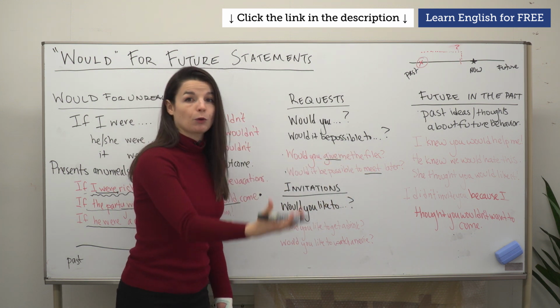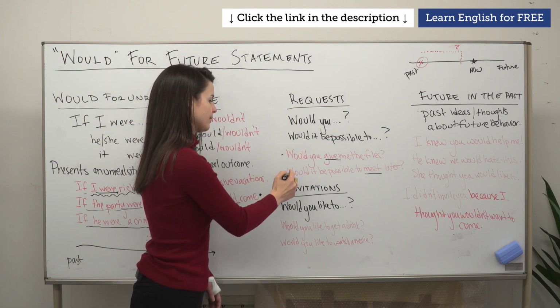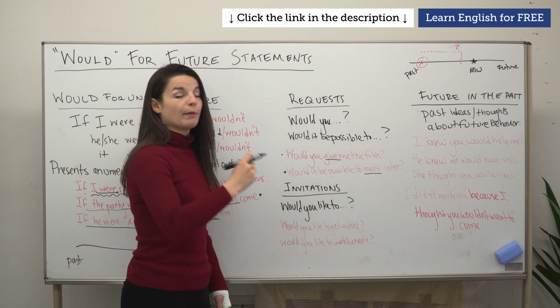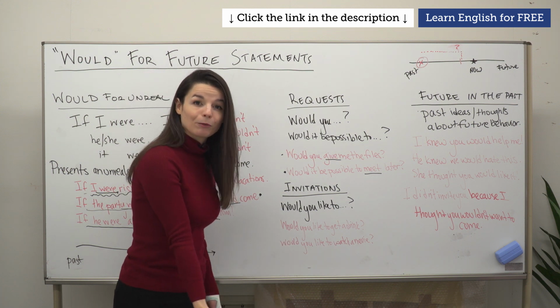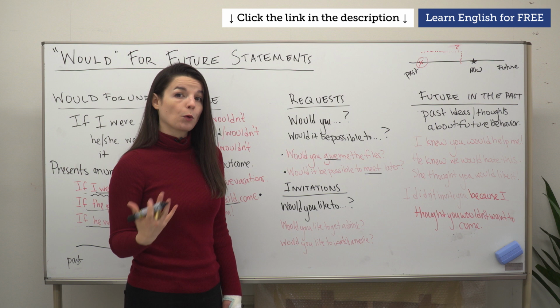So these are making requests, these are asking for something. In this case, files. In this case, it's asking about availability. So we can use would to make requests, something we want in the future, maybe immediately, right away, or later in the future. So would is nice to make requests.